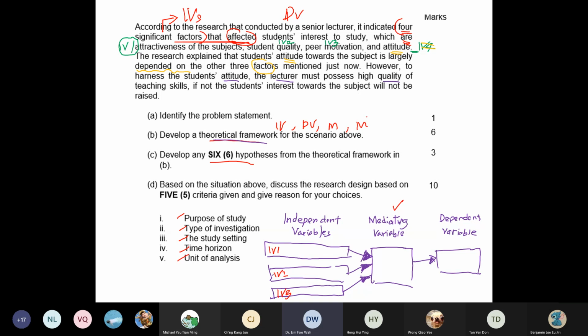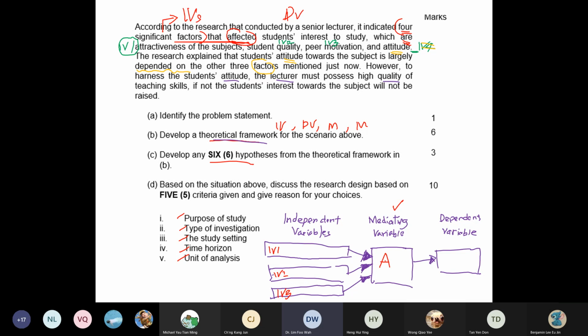For the mediating variable here, just now I mentioned they keep mentioning amplitude. Amplitude will largely depend on the other three variables. So this amplitude will act as a mediating variable in this scenario.